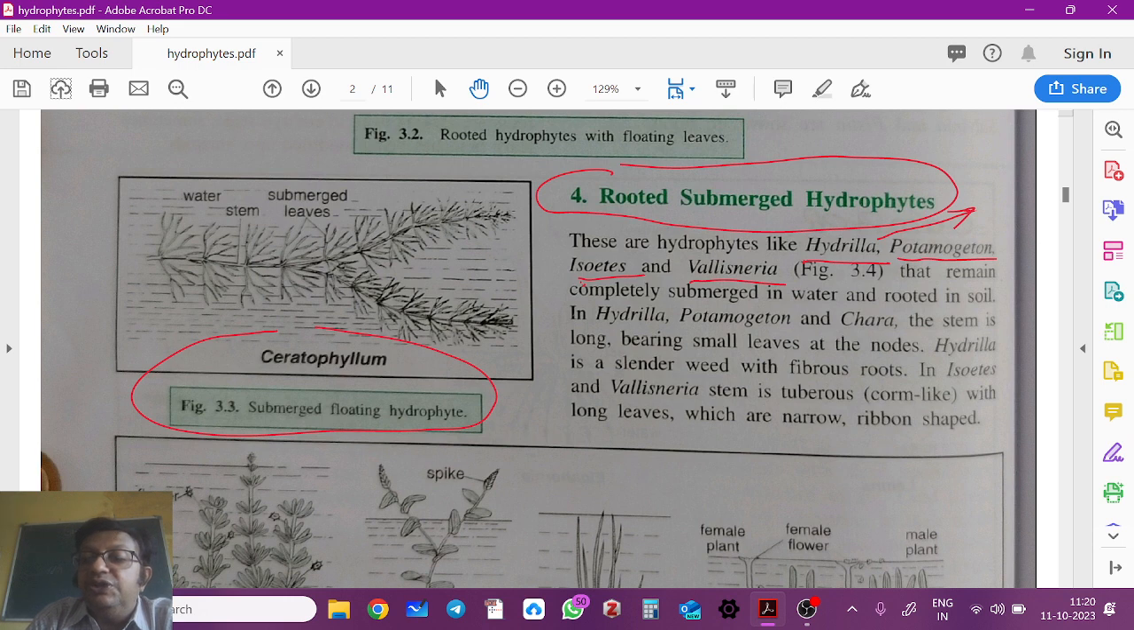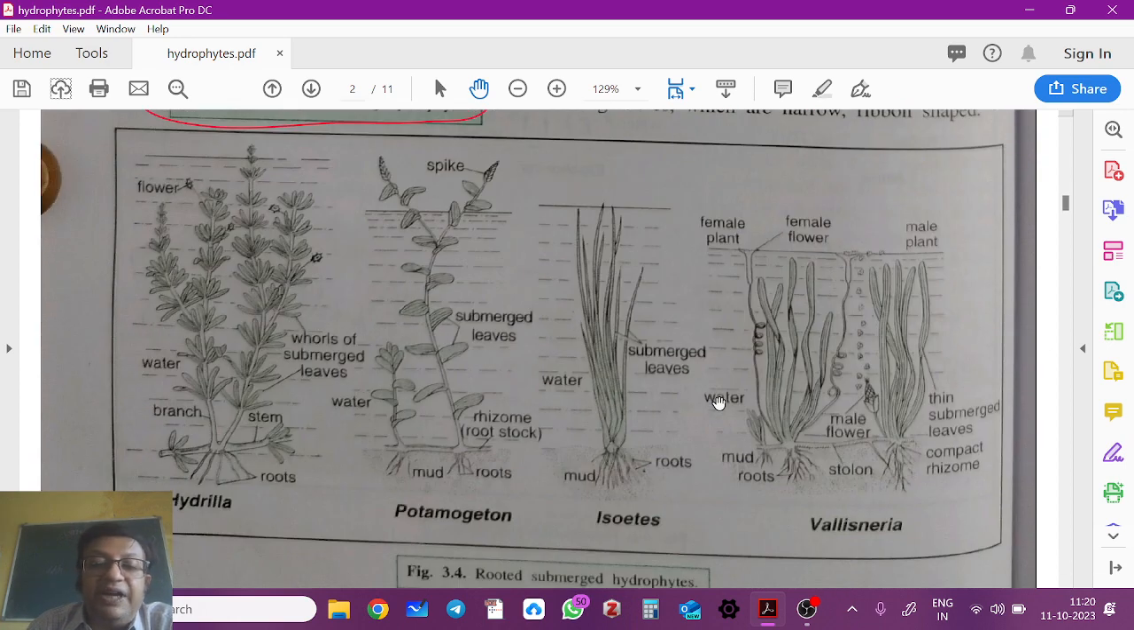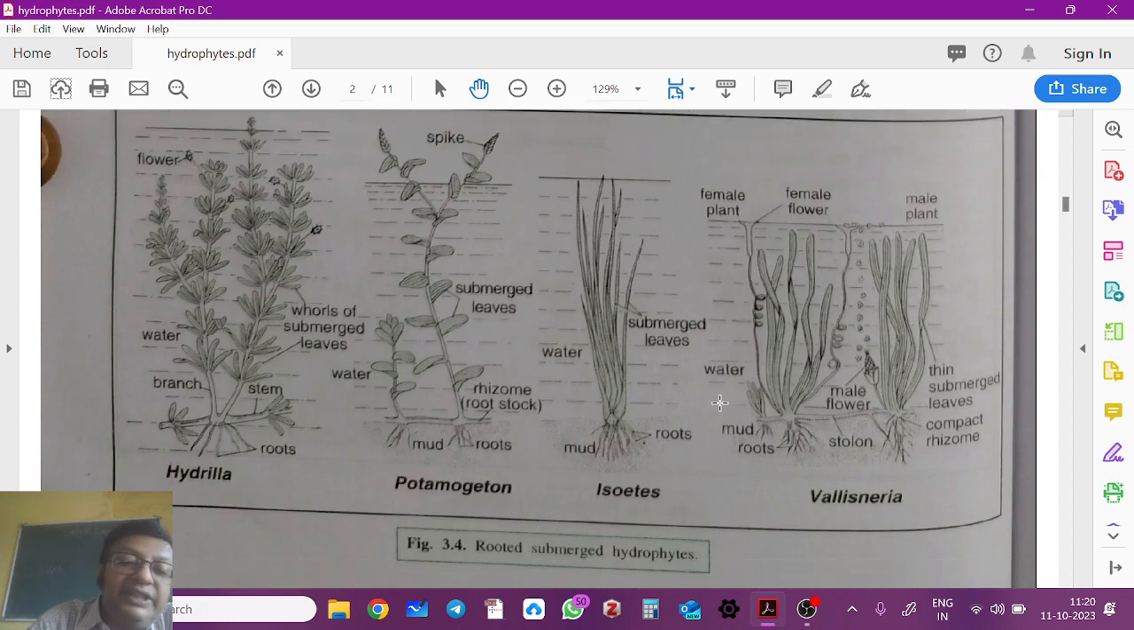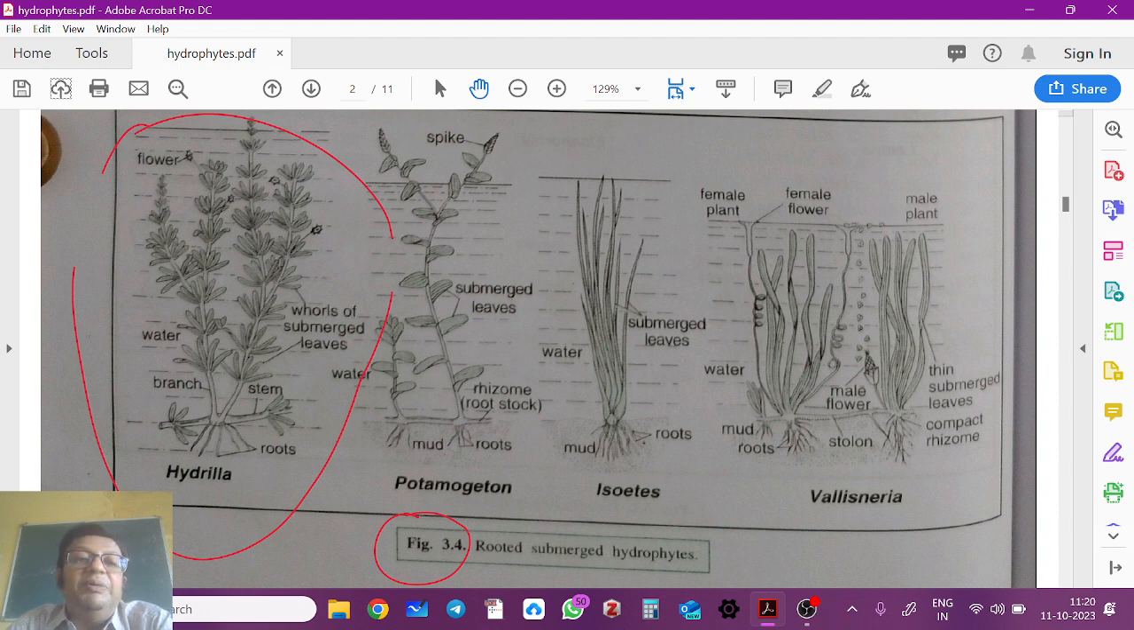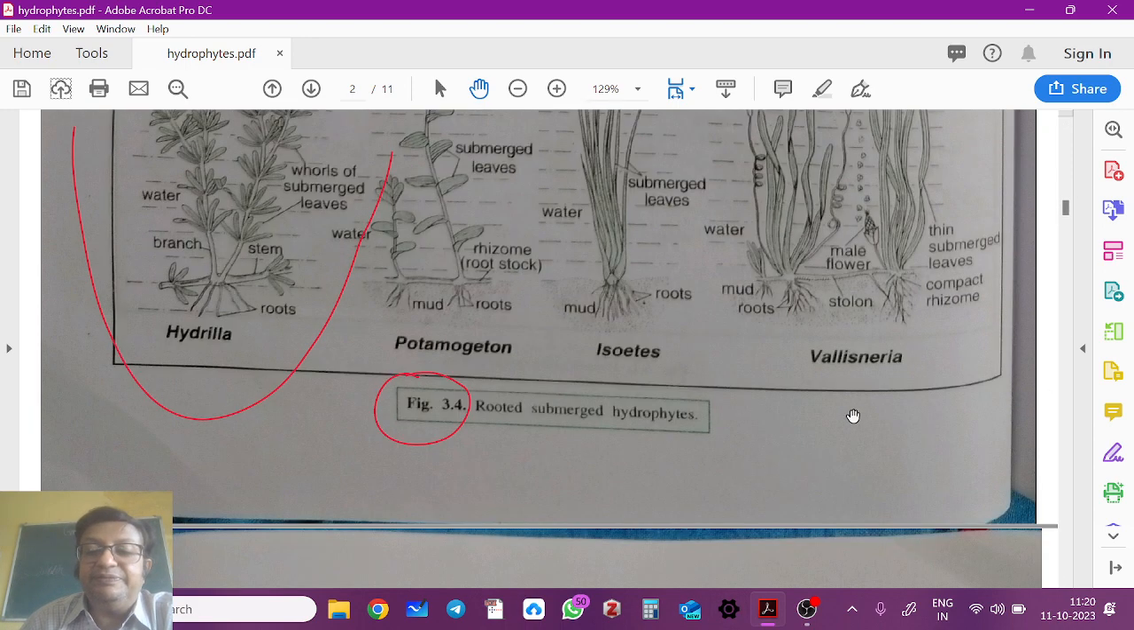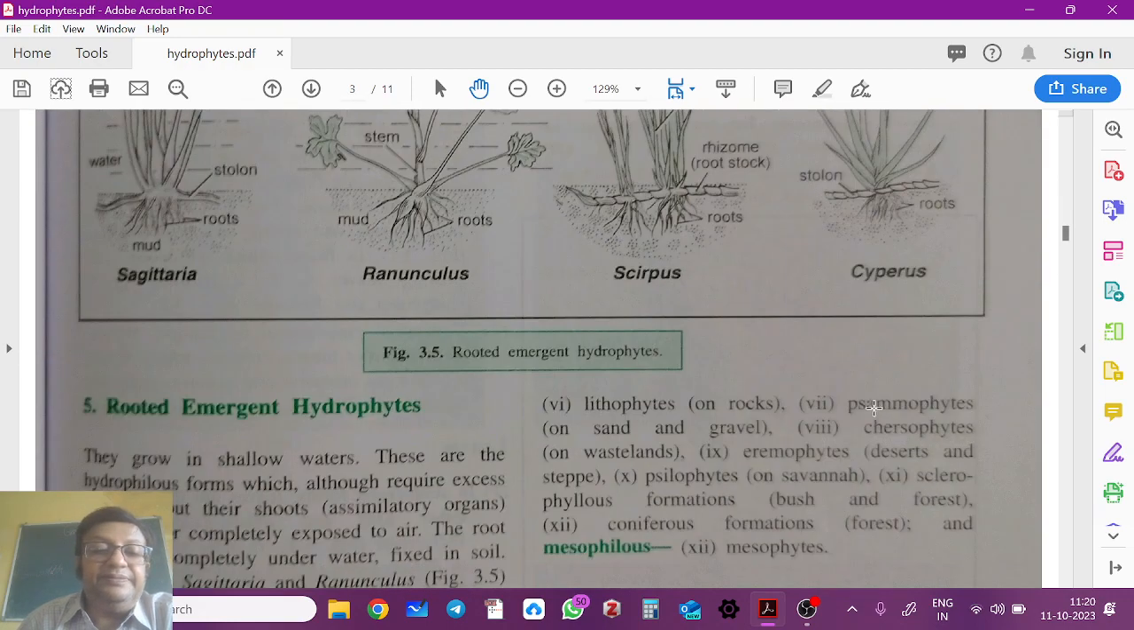They are completely submerged in water and rooted in soil, with no contact with air. Let us look at a picture of Hydrilla, in figure 3.4. First picture, Hydrilla. A little part has gone out of the water, but it will not survive. Hydrilla needs to be kept underwater. In the botany department, there is lots of Hydrilla available.